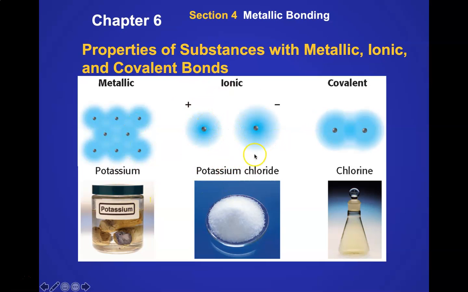I talked about characteristics of ionic bonding in the past. I've also talked about characteristics of covalent bonding in the past. The next thing we want to introduce is this idea of metallic bonding.